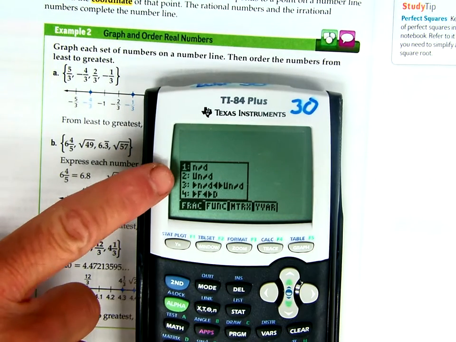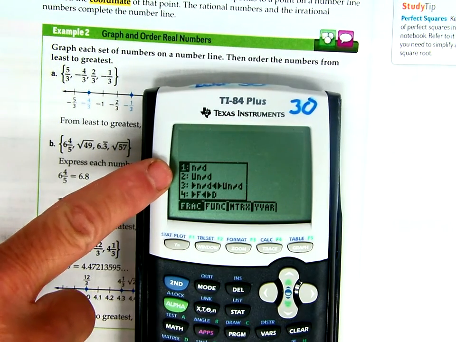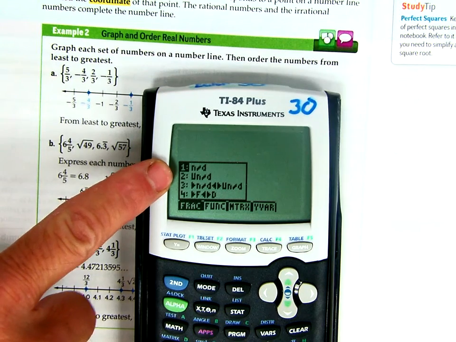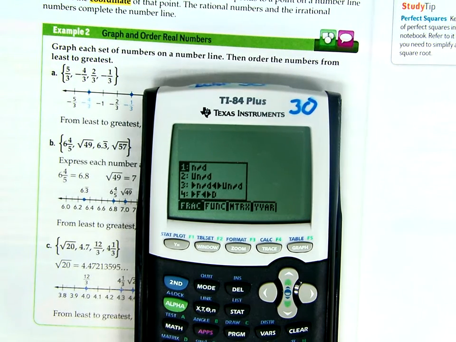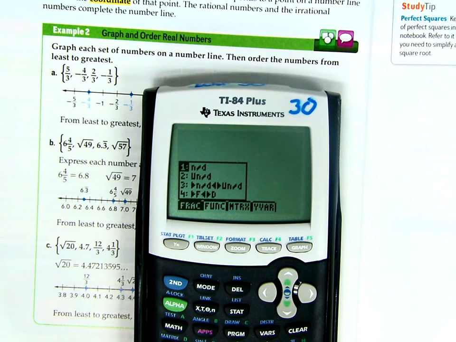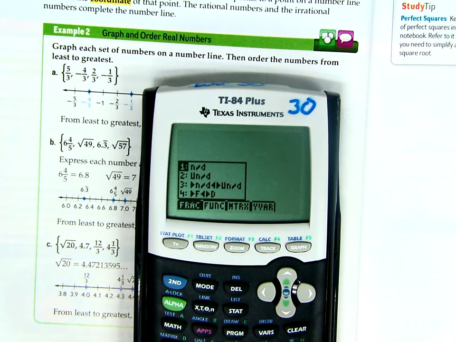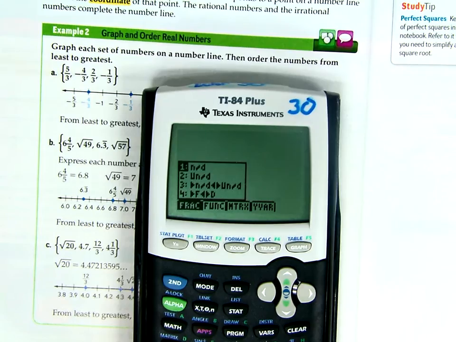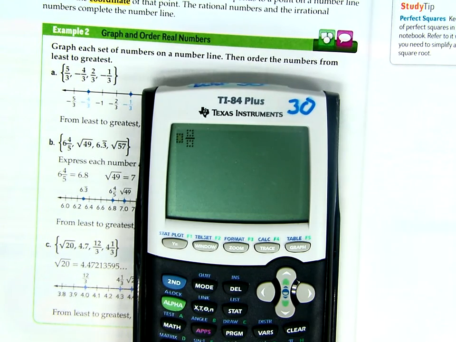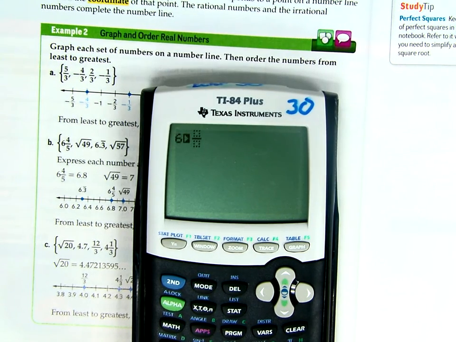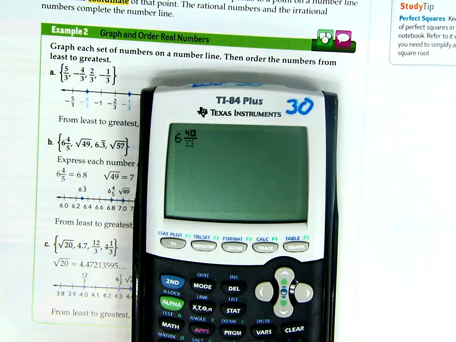Now, option number 1 in this list that came up is just for normal fraction. Option number 2, where it says u and then n/d, that's for a mixed number. So just push the number 2 and fill in the blanks. 6, 4, 5.